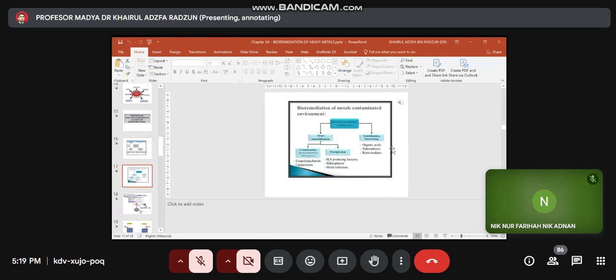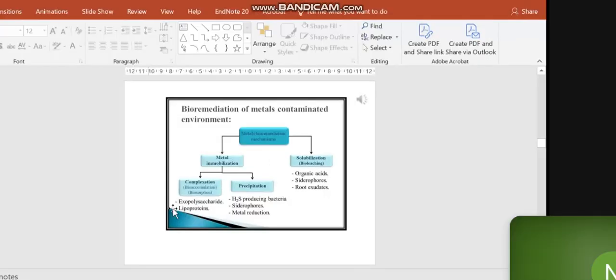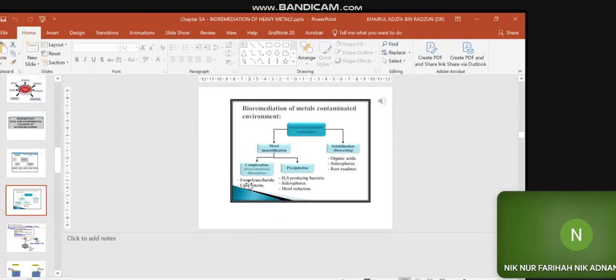As I mentioned just now, metals are handled by a bioremediation mechanism. The first thing that happens is metal immobilization. How can this happen? Through complexation, which is bioaccumulation, and also biosorption. Bioaccumulation is wrongly spelled here; it should be accumulation. So how this complexation can happen is through bioaccumulation, also through properties of the microbes.